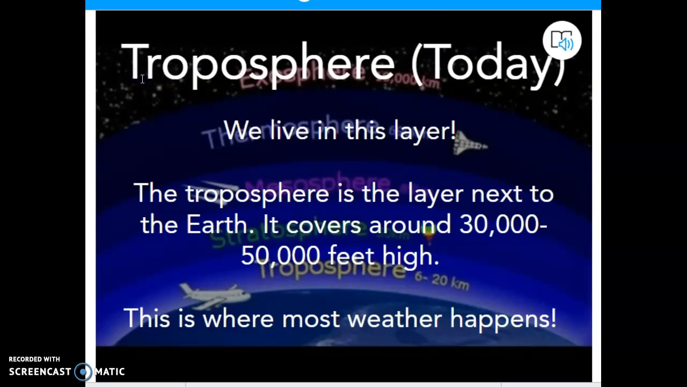The troposphere is very important. Why is it important? Well, this is the layer that we live in. We live in the troposphere. Weather, most weather, happens here. If you look outside today, there's some weather going on, right? It's cold and rainy. That happens in the troposphere. In the summer, when it's nice and sunny and beautiful, troposphere. Weather occurs in the troposphere.